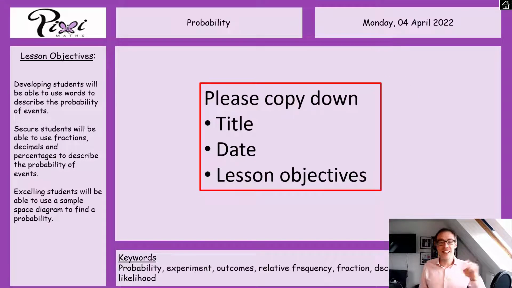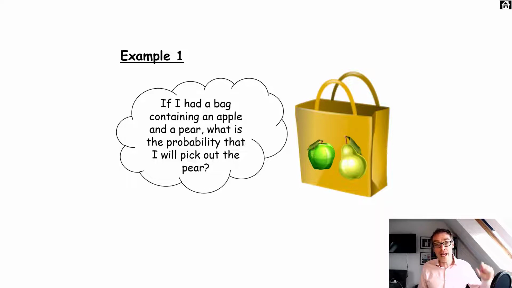So if we need to get kids to copy them down for whatever reason, let's get them copied down, the date and the title and so on. And then let's strip all that away and focus in on the example. Let's remove those seductive details.